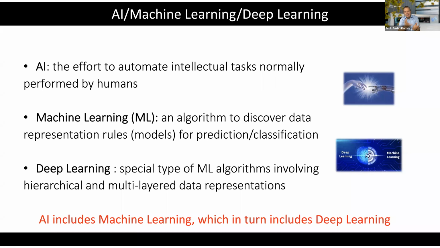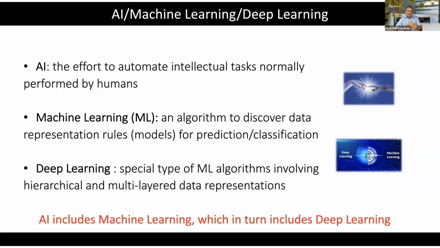But let me explain, for those who are not very familiar with this well-known area, that artificial intelligence is the umbrella that covers, among others, tools such as machine learning. AI is an umbrella of technologies that have been developed, some of which are connectionist based, and some of which are stochastic based. Machine learning models, which are able to discover patterns in data using certain types of algorithms for prediction and classification, are a subset of artificial intelligence. Deep learning is itself a subset of machine learning algorithms. It is a special type of machine learning algorithm that has a hierarchical, multi-layered data representation system. So we can see that AI includes machine learning, which in turn includes deep learning.